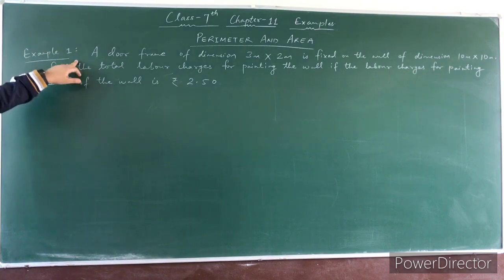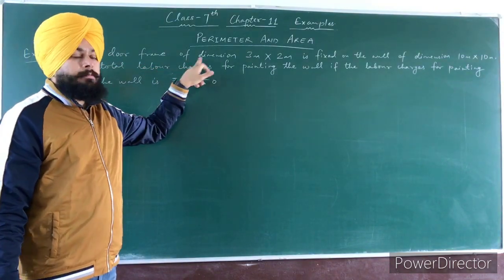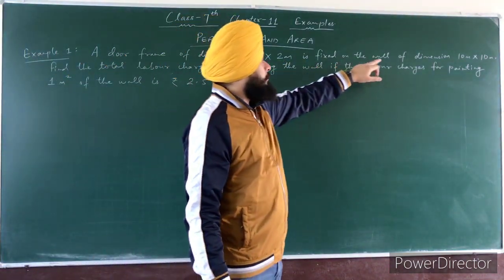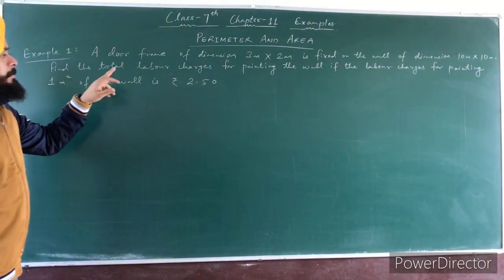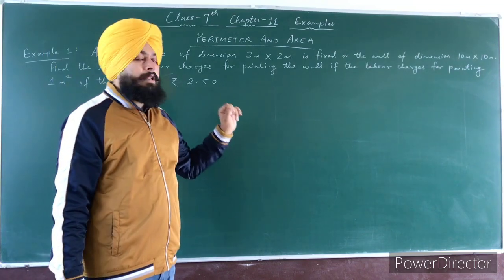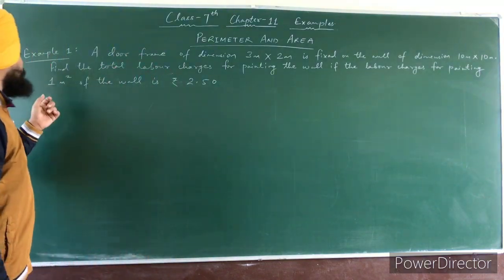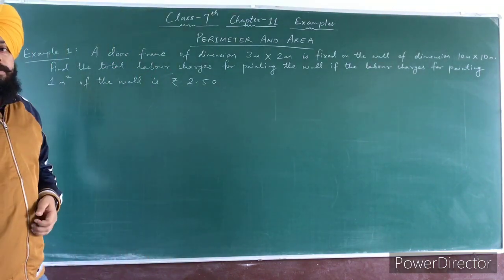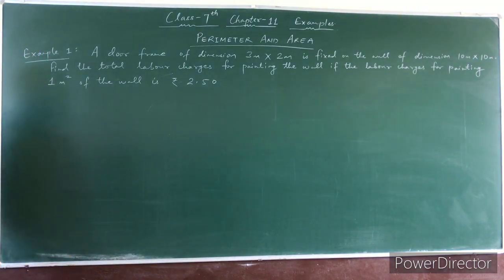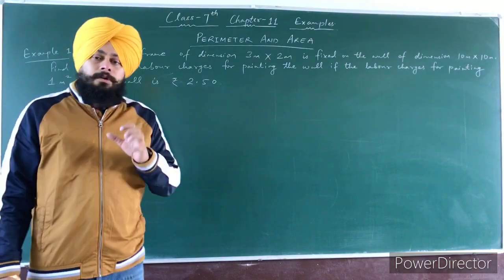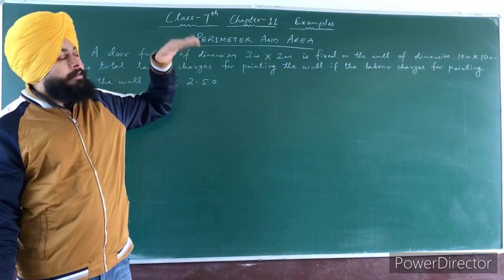Example first. A door frame of dimension 3 meter multiply 2 meter is fixed on the wall of dimension 10 meter by 10 meter. Find the total labor charges for painting the wall if the labor charges for painting 1 meter square of the wall is rupees 2.50. So we have to find the cost of what? Painting the wall.